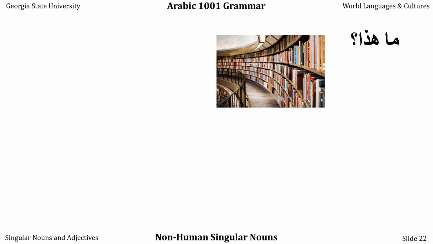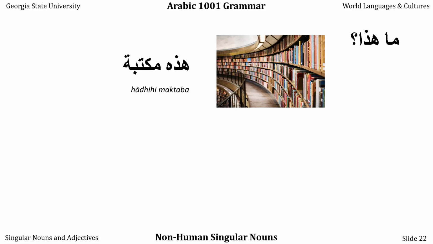Ma hadha. What's this? We don't know what it is, so we say hadha instead of hadhihi. And the answer is hadhihi maktaba. A maktaba is a library or a bookstore. It depends on context. And you already know the word maktab, and you know the word kitab, so you can see that these words all have something in common, which is the KTB in that order. This is what I mean when I talk about looking for a word's root. And this word is feminine because it ends with ta marbuta.